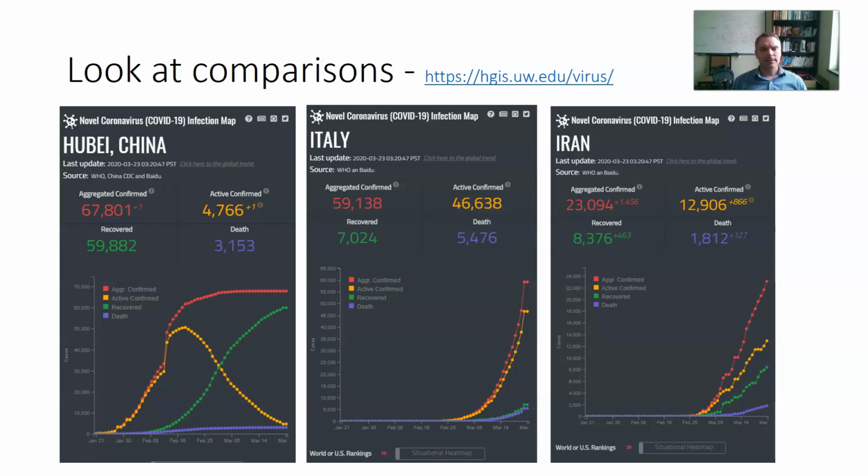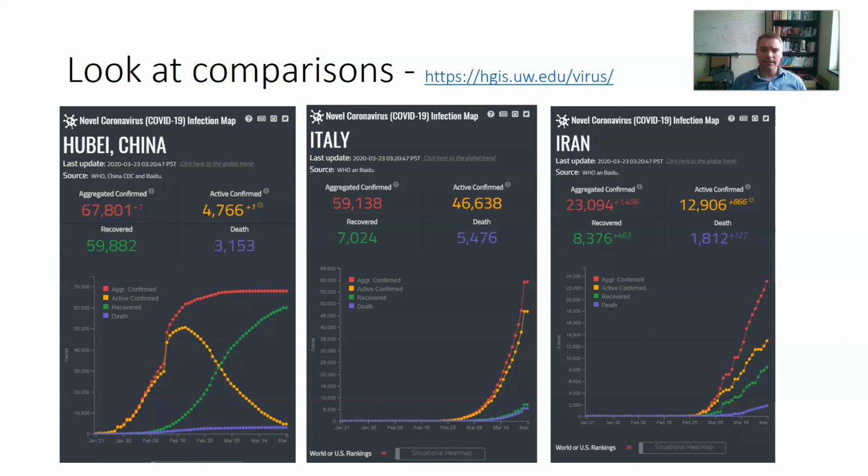First of all, we can look at a pretty hopeful graph of Hubei, China. This is where Wuhan is located, and we can see that the active confirmed cases peaked roughly February 20th or 22nd, somewhere in there, and then they started to decline. They've actually been pretty close to zero for the last little while in terms of new cases. People are hopefully recovering, and in some cases passing away, but the active confirmed cases have been decreasing pretty substantially.